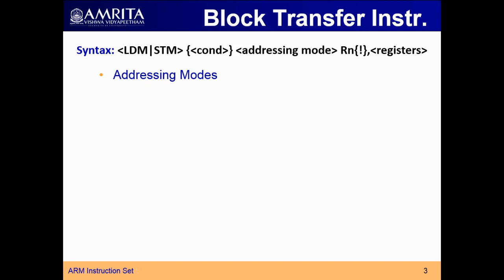In what method the address is getting incremented automatically is specified by the addressing mode. There are 4 addressing modes for block data transfer instruction. First one is known as increment after, or short form IA. So when you are writing LDM, how will you write? LDM IA. So IA stands for increment after. What do you mean by increment after?